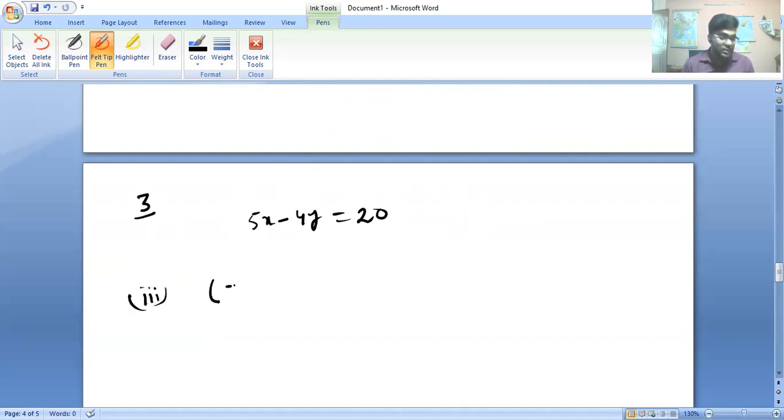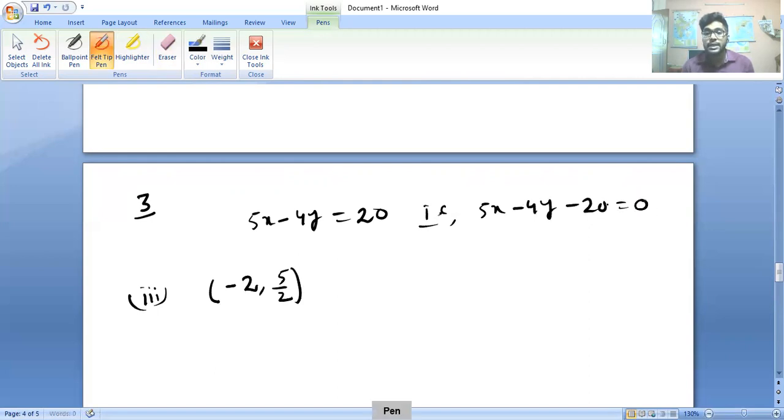So let us check question number 3. It is given minus 2 and 5 by 2. We have to check whether this satisfies this. Satisfies means now write this in the form ax plus by plus c is equal to 0. Satisfies means if I put the value of x as minus 2 and the value of y as 5 by 2, this whole left hand side should be equal to 0. Okay, so we are checking whether this is a solution or not, so we try to satisfy this.